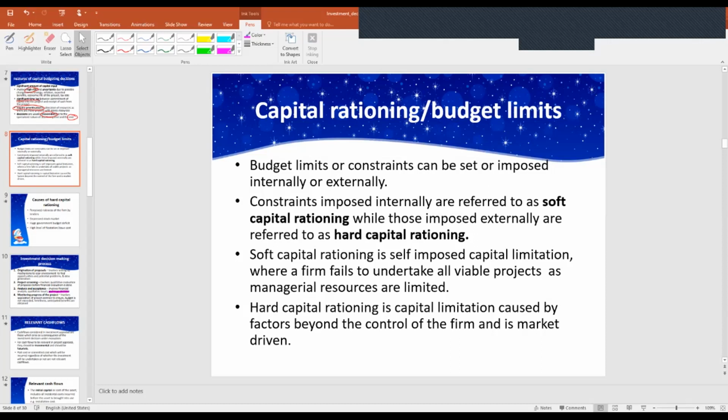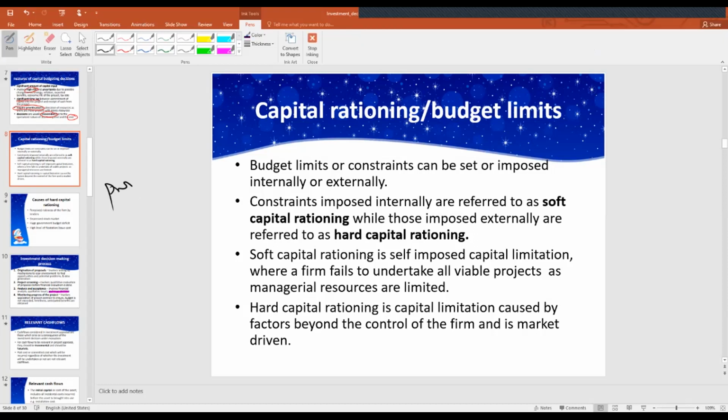So sometimes you have cases where you don't have enough money to invest in the projects. For example, you can have two investments you want to make. Let's say you want to invest in project A and B. A costs you 10 million, B costs you 15 million. In total, the two require 25 million.